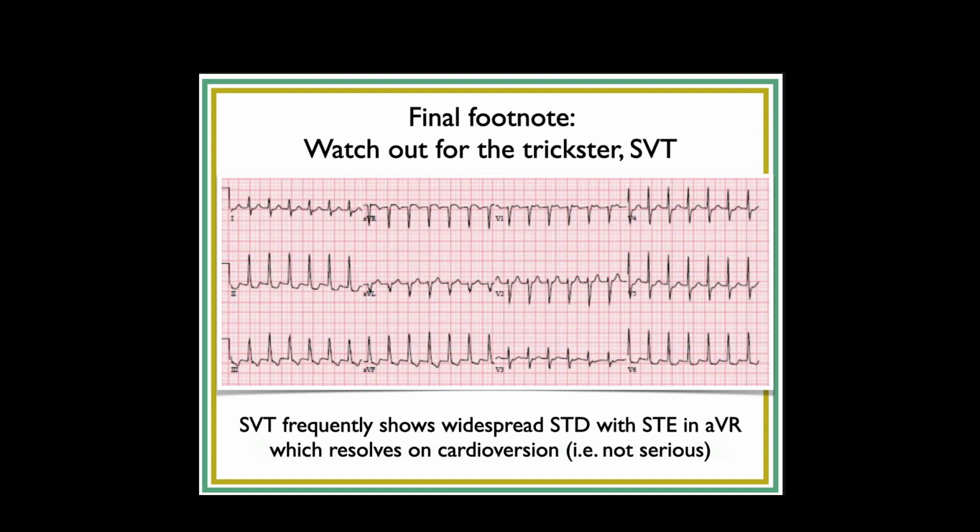SVT does this, okay? This is a common finding with SVT. So the best way to handle this is give them some adenosine or cardiovert them or whatever you're going to do, and then do a 12 lead. And if all that ST depression and ST elevation in aVR is there, then it's something significant. But other than that, until proven otherwise, this is almost certainly there because of the SVT.